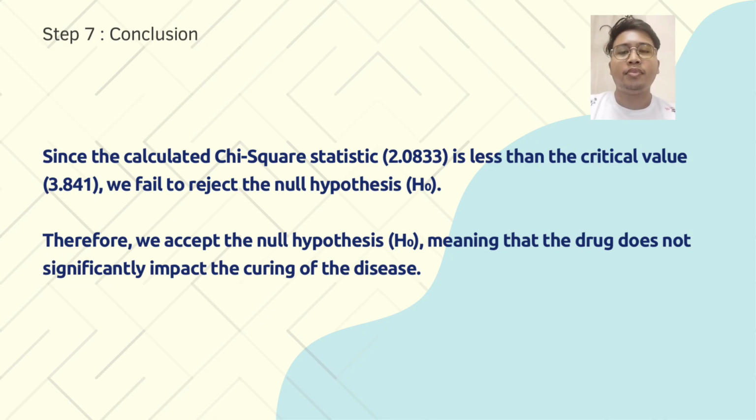So for the last step, this is step 7. We make the conclusion based on the calculated chi-square statistic and the critical value. Since the calculated chi-square statistic, which is 2.0833, is less than the critical value of 3.841, we fail to reject the null hypothesis H0. Therefore, we accept the null hypothesis, which indicates that the drug does not have a significant effect on curing the disease.